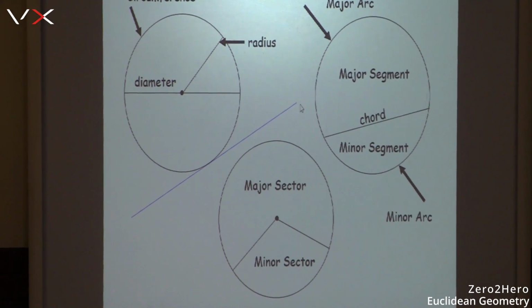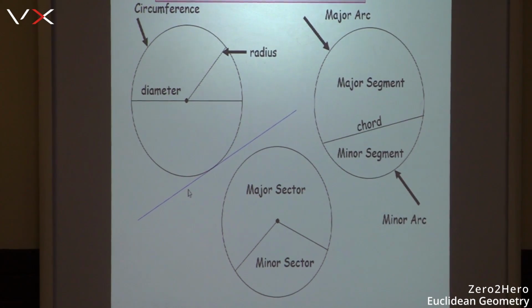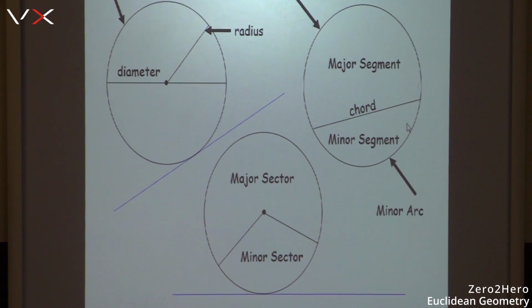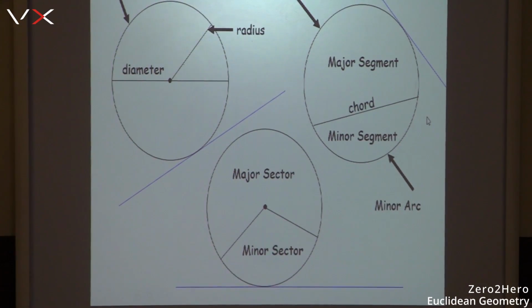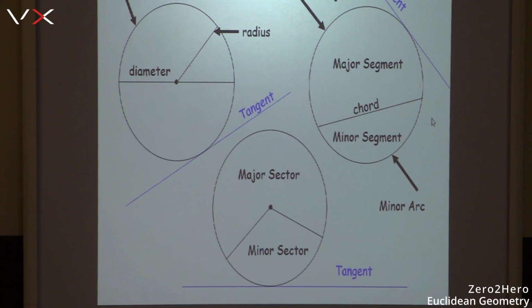Look at that line here. What is the name of that line that touches the figure at one point? That line is called a tangent. This one is also called a tangent. Let's put it in there. That one is also called the tangent. All these lines are called tangents, as long as they touch the figure at one point.